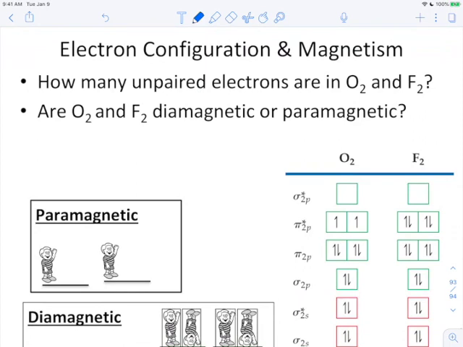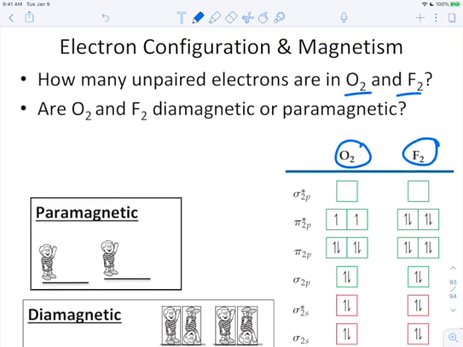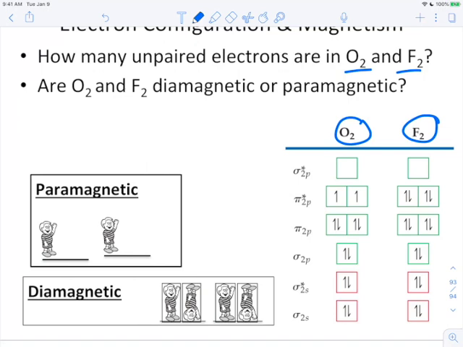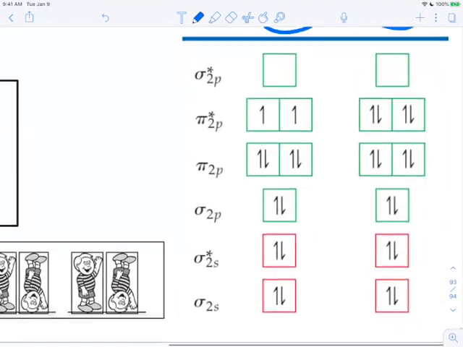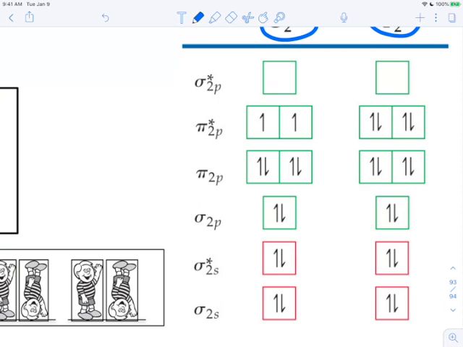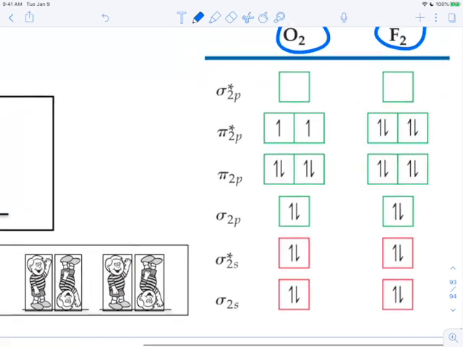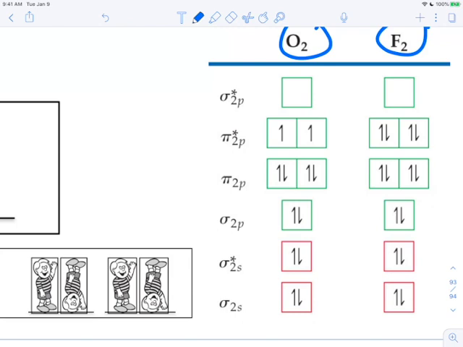All right. So what I'm going to have you do is give this a try. It says how many unpaired electrons are in O2 and F2, which are right down here, and I'll zoom in so you can see it better in just a moment. And then we want to know if they are diamagnetic or paramagnetic. So let's see if I can zoom in. All right. So how many unpaired in each one? And you're going to decide if they are diamagnetic or paramagnetic.